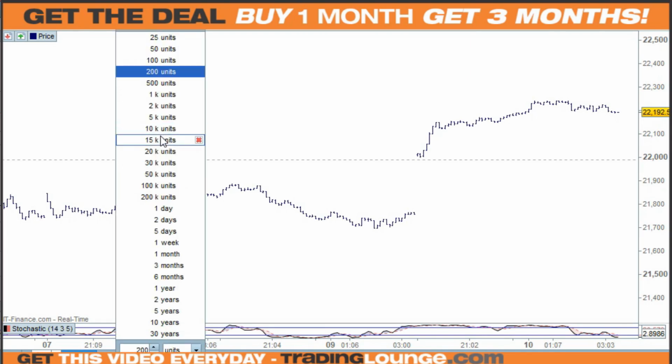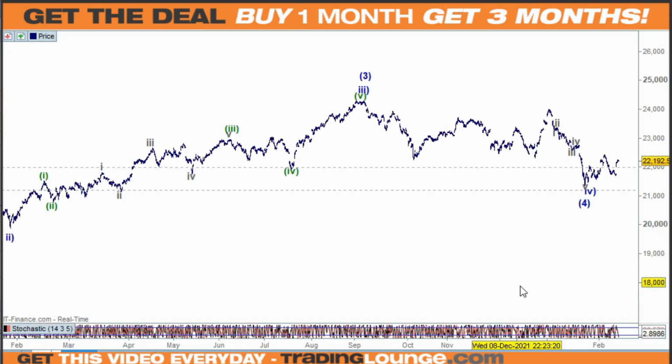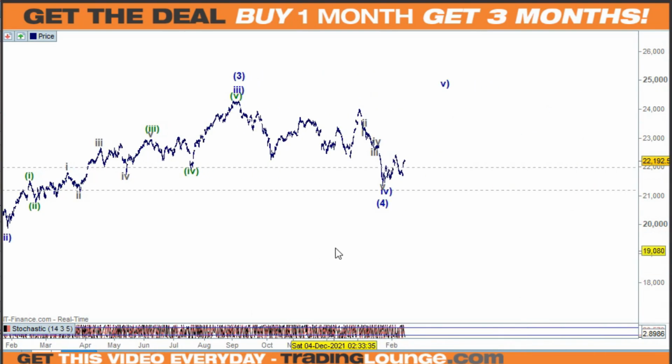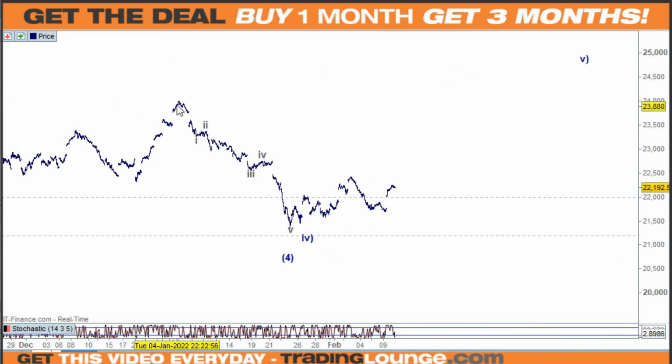Bring in some more data. How much do we need? Okay. Yeah, so I counted it down here as 1 and 2, 1, 2, 3, 4, 5 here, and 3 and 4 here. So yeah, it's just not displaying nice impulse waves here.